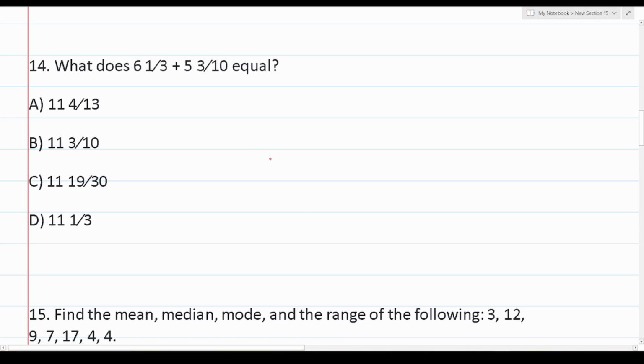All right, number 14 says, what does 6 1/3 plus 5 3/10 equal? So we're dealing with mixed numbers here, notably 6 1/3 plus 5 3/10. There's a few approaches you can take to this problem. You can convert 6 1/3 to an improper fraction and 5 3/10 to an improper fraction, add those together, and then convert them back to a mixed number.